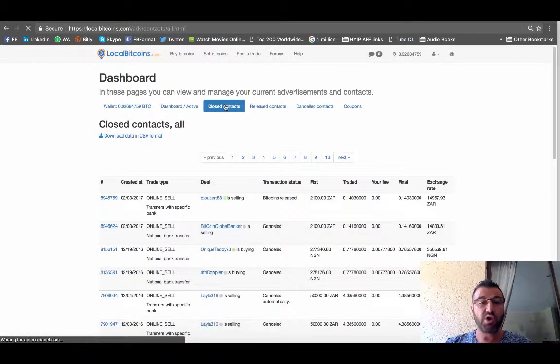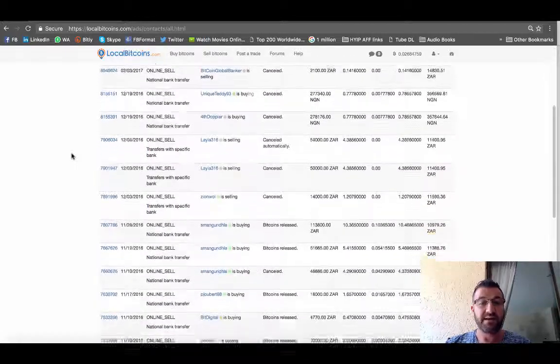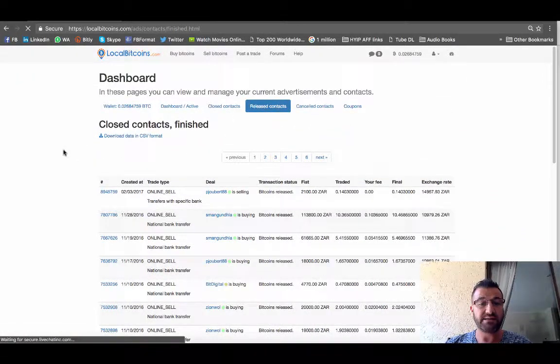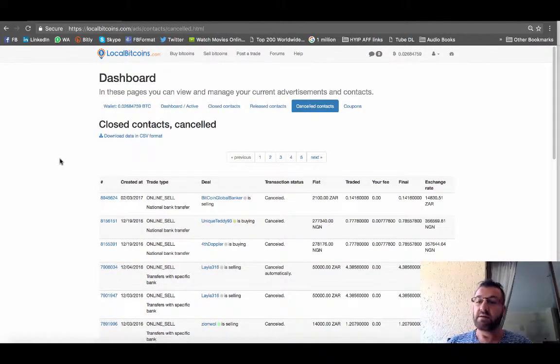These are your closed contracts, all the people that you've done deals with in the past. The released contracts are all the people that have released coins to you, or you've released coins to them. And this is your cancelled orders. If you've cancelled an order with somebody or they've cancelled an order with you, this is the tracking over here.